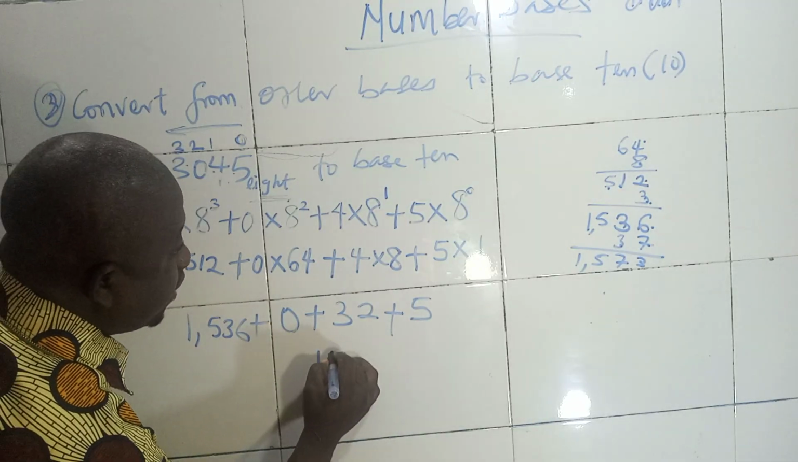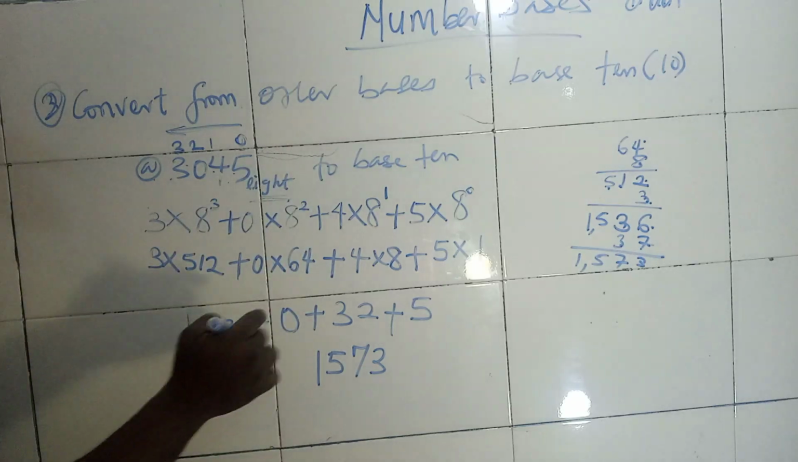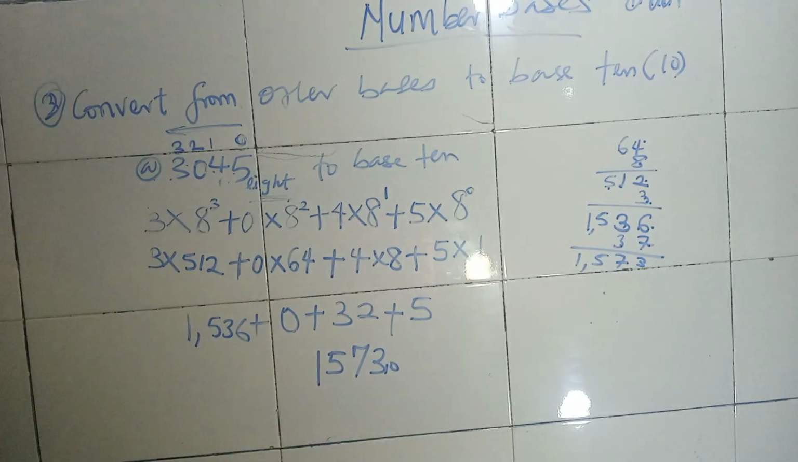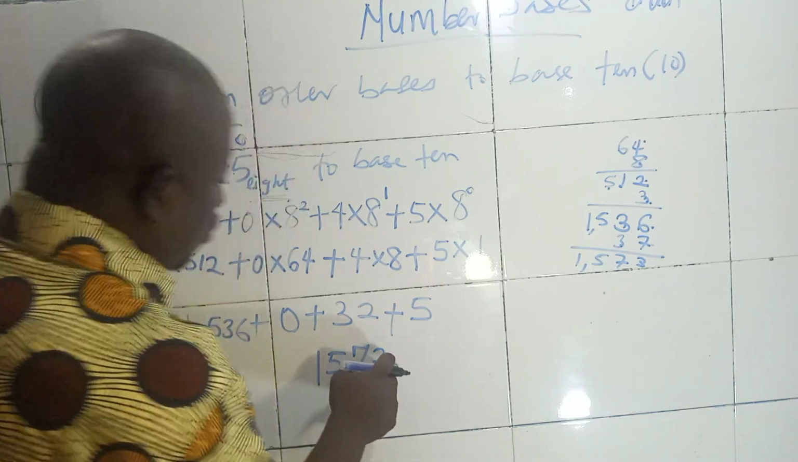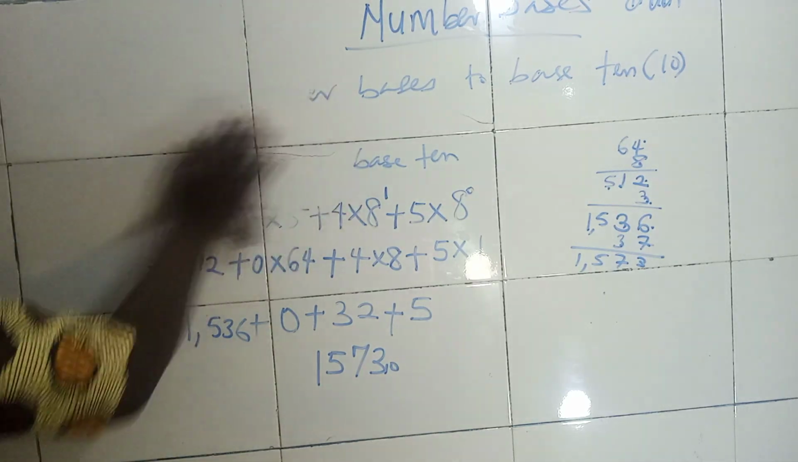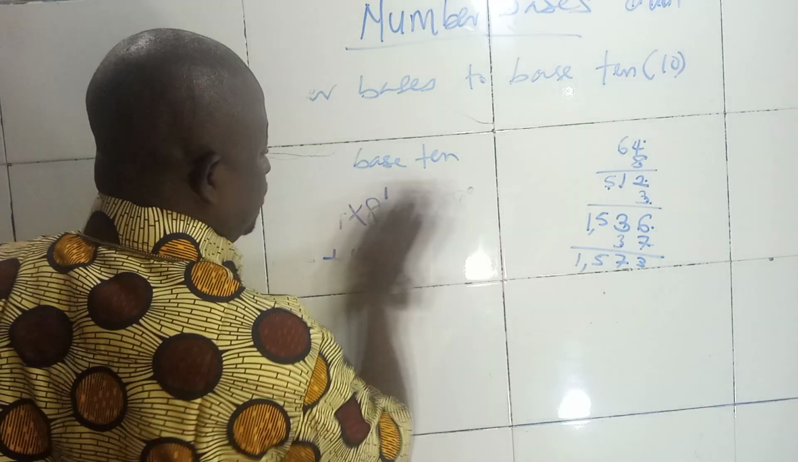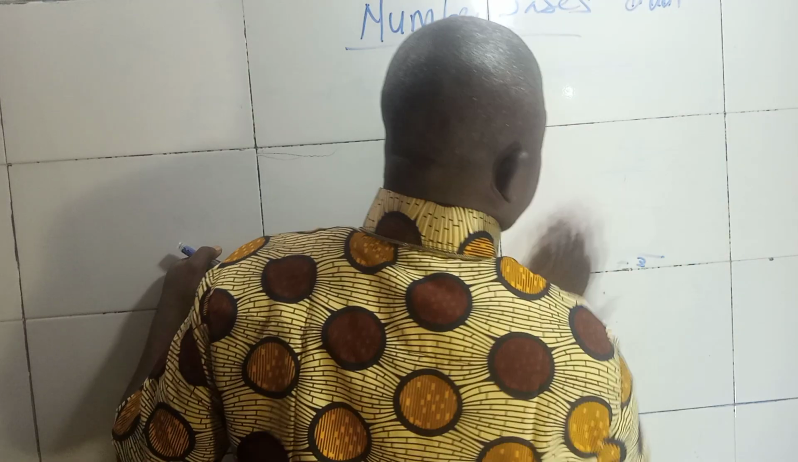This is 1573 to base what? Base 10. Very simple. To base 10. Another one I want to give us is this, because students normally make mistakes with this one. But I want us to get it once and for all.